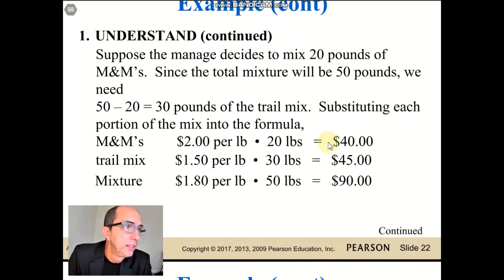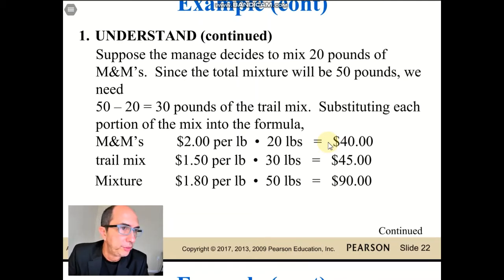Suppose that the manager decided to mix 20 pounds. We're guessing this quantity, 20 pounds. The objective here is not to find the solution, but to do the calculations and understand the problem. Since the total mixture will be 50 pounds, we need 50 minus 20 equals 30 pounds of trail mix.